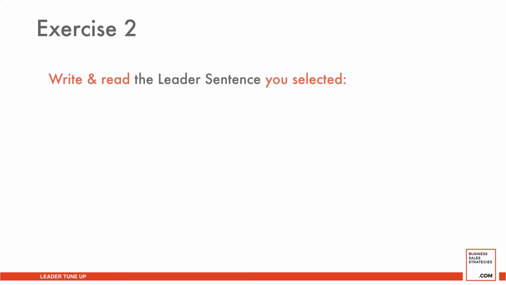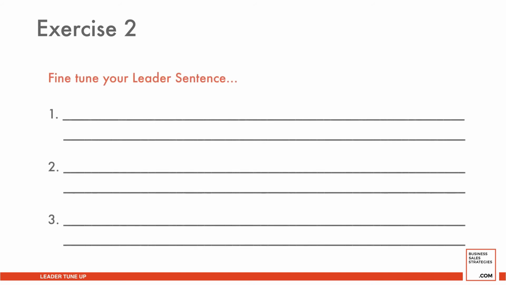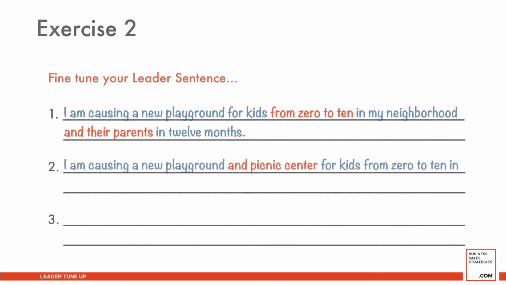Now read and write the leader sentence you selected. I am causing a new playground for the kids in my neighborhood in 12 months. Now, let's see if you can fine-tune your leader sentence. For example, I am causing a new playground for kids from 0 to 10 in my neighborhood and their parents in 12 months. So we're getting more specific in that example. Here, I'm causing a new playground and a picnic center for kids from 0 to 10 in my neighborhood and their parents in 12 months.